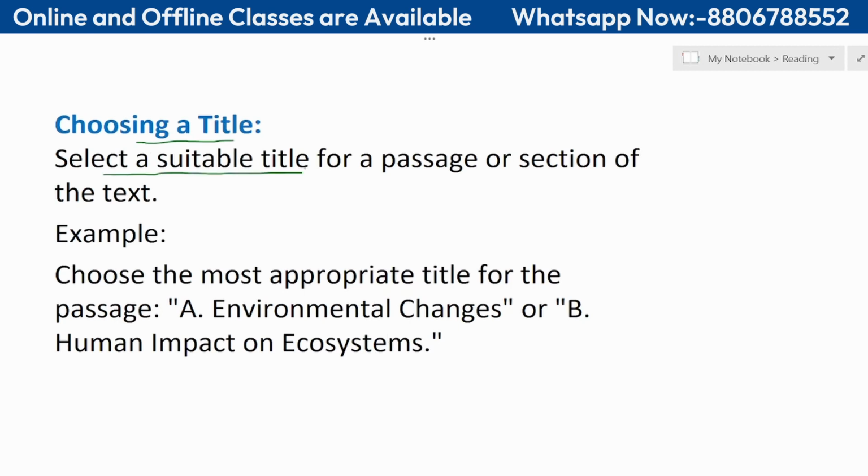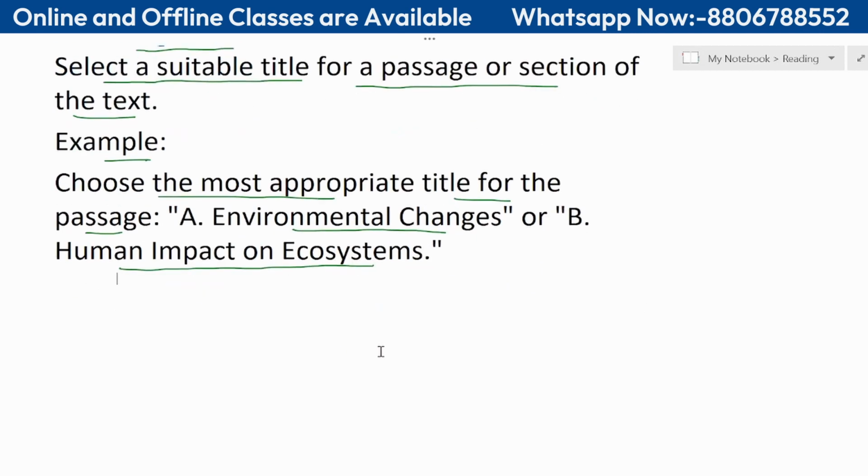Select a suitable title for a passage or section of the text. For example, choose the most appropriate title for the passage. A, environmental changes, and B is human impact on ecosystems. So after reading the passage, you need to identify which is the closest title as per you, and select the option.